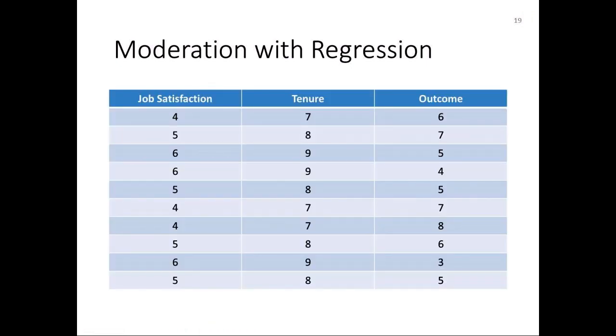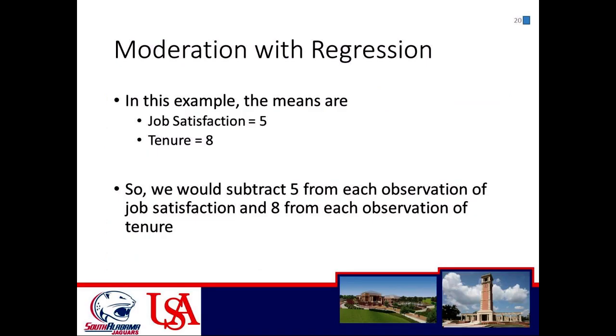So let's look at our data set. As I said, the predictor was job satisfaction, the moderator was tenure, and we have an outcome. We would calculate the mean of job satisfaction and the mean of tenure. In this example, the means are 5 and 8. Our mean of job satisfaction is 5, so we would subtract 5 from each value of job satisfaction. And our mean for tenure is 8, so we'd subtract 8 from each observation of tenure.